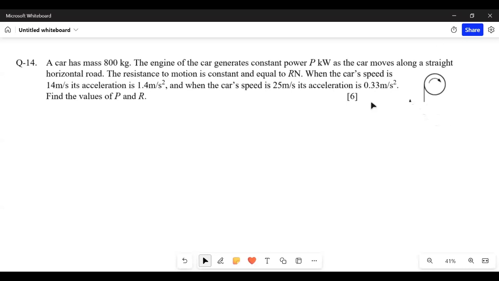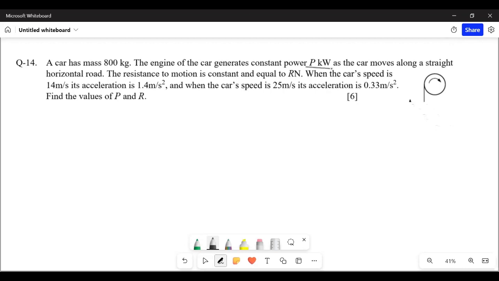A car has mass 800 kgs. The engine of a car generates a constant power of P kilowatts. As the car moves along a straight horizontal road, the resistance to the motion is constant and equals R newtons. When the car speed is 14, acceleration is 1.4, and when the car speed is 25, acceleration is 0.33. Find P and R.